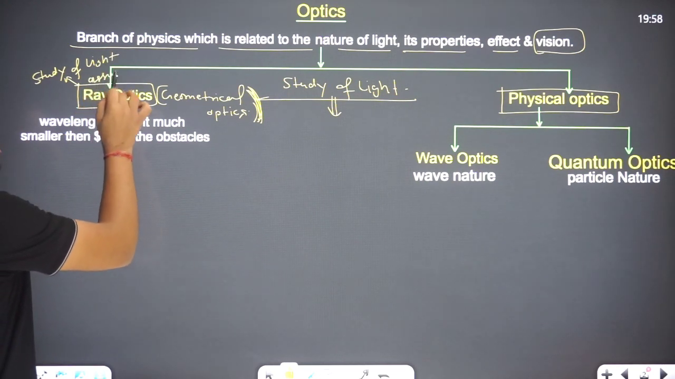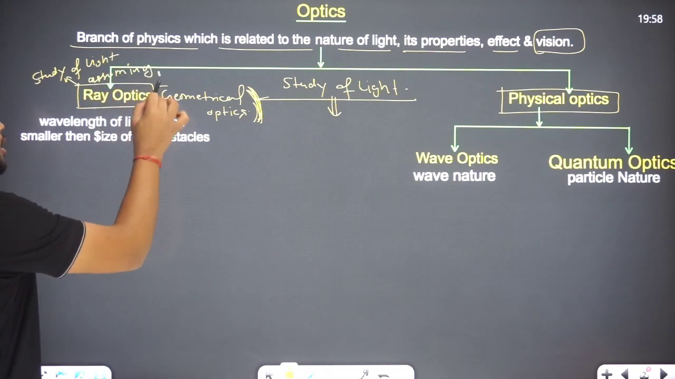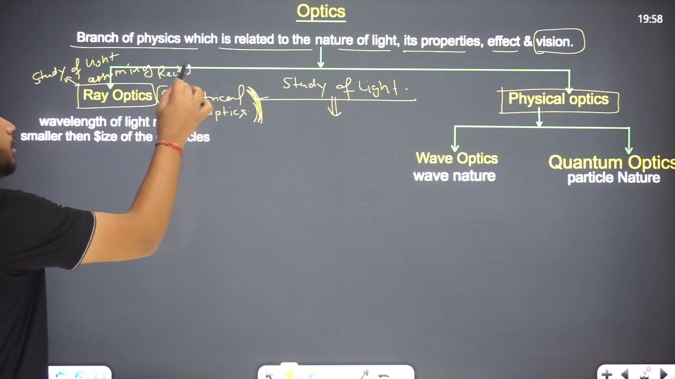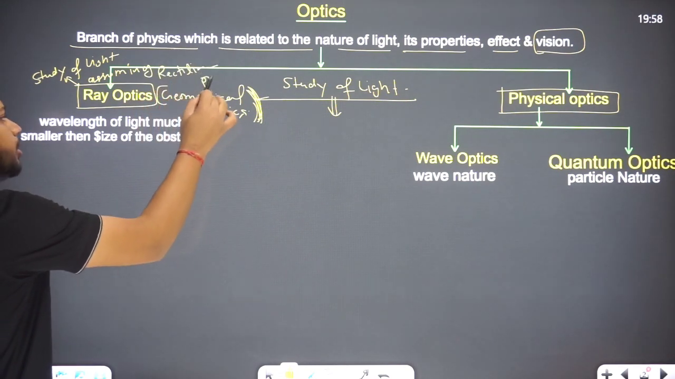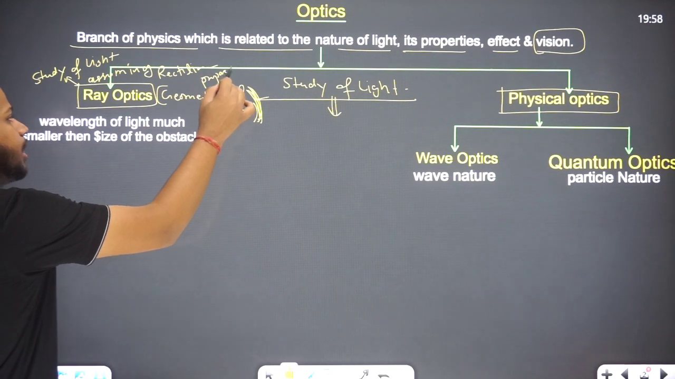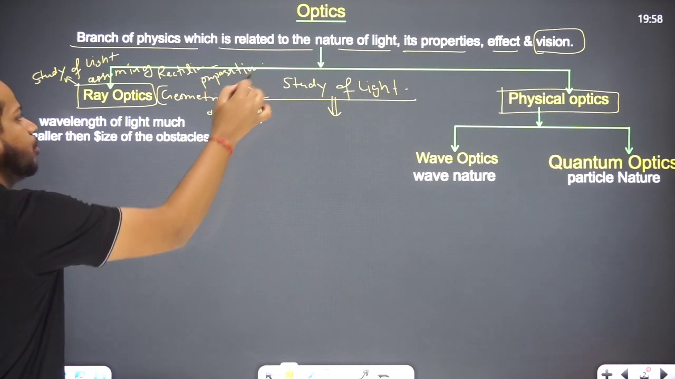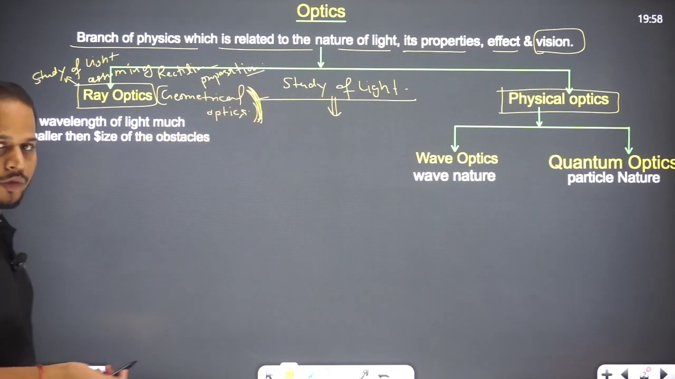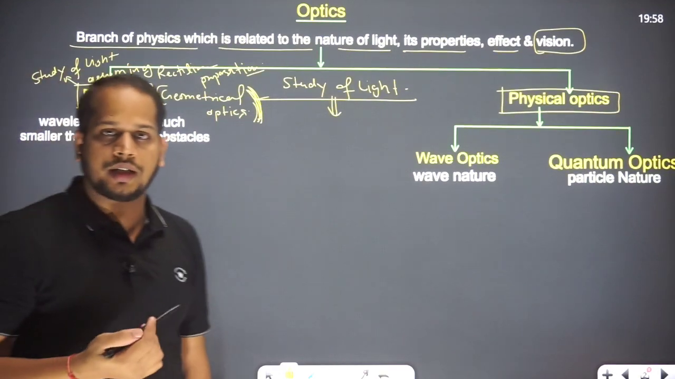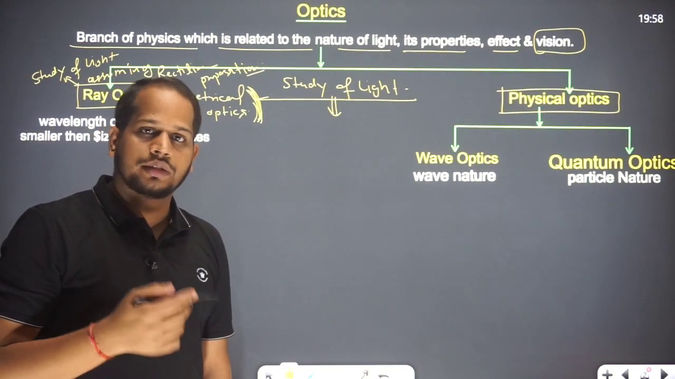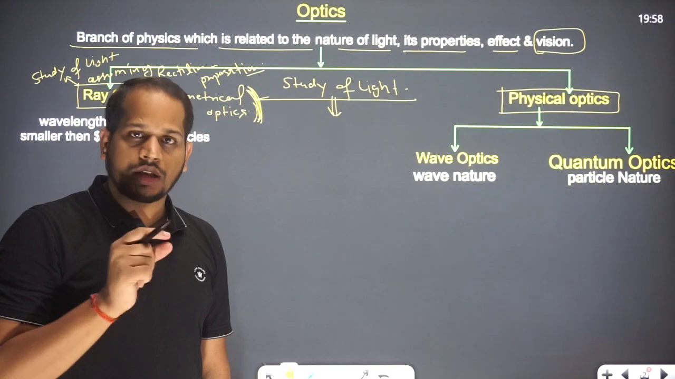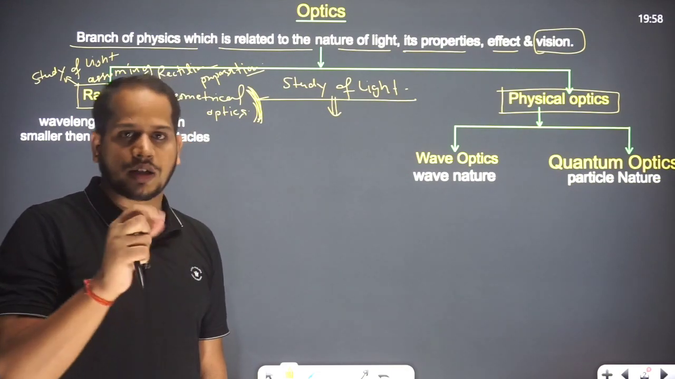assuming rectilinear propagation, right? I hope you know the meaning of rectilinear propagation. Like we have done in kinematics, there is a topic called rectilinear motion. So rectilinear propagation simply means straight line motion, right?